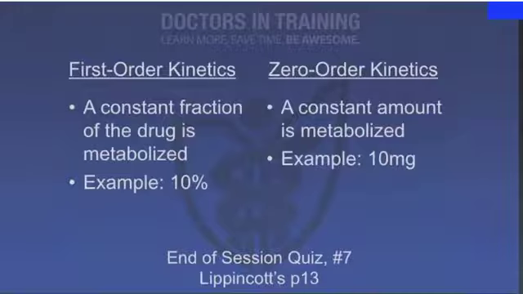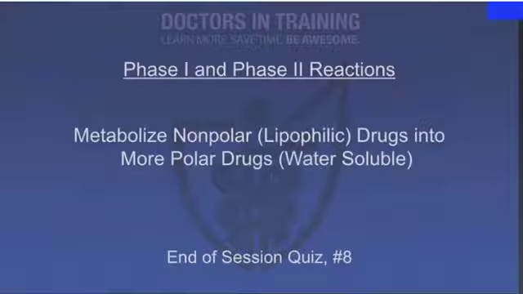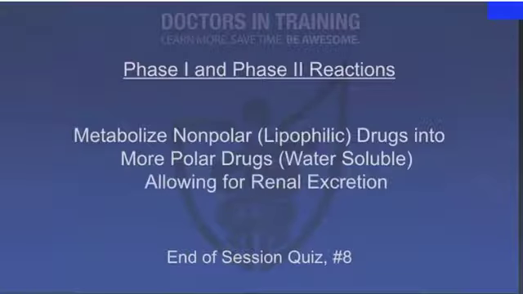What is the difference between first order and zero order kinetics? In first order kinetics, a fraction of the drug is metabolized or eliminated. In zero order kinetics, a constant amount of drug is metabolized or eliminated. Why must lipophilic drugs undergo phase 1 and 2 metabolism to be excreted by the kidney? Phase 1 and 2 metabolizes nonpolar or lipophilic drugs into polar drugs, meaning water-soluble drugs, which allows for renal excretion to occur.